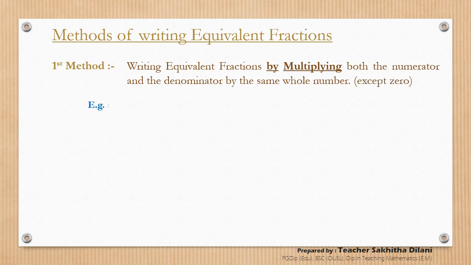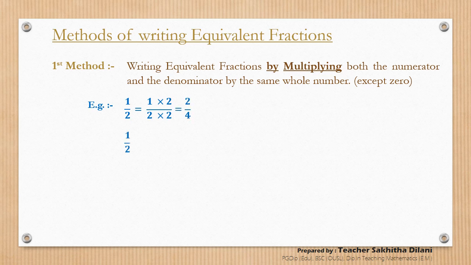As an example, if you are given to write equivalent fractions for the fraction half, both the numerator and the denominator in the fraction half are multiplied by the same whole number. In the first one, I have multiplied by 2. Then the answer is 2/4.